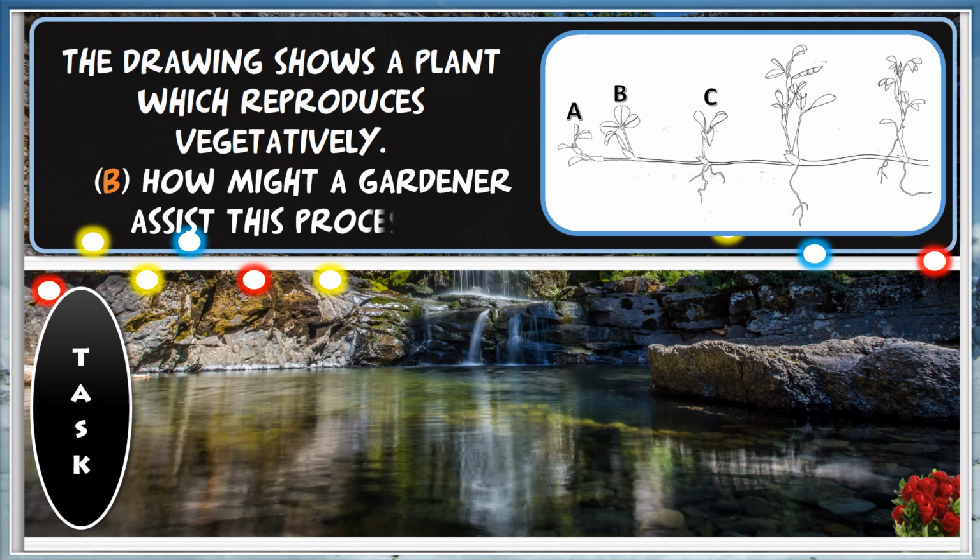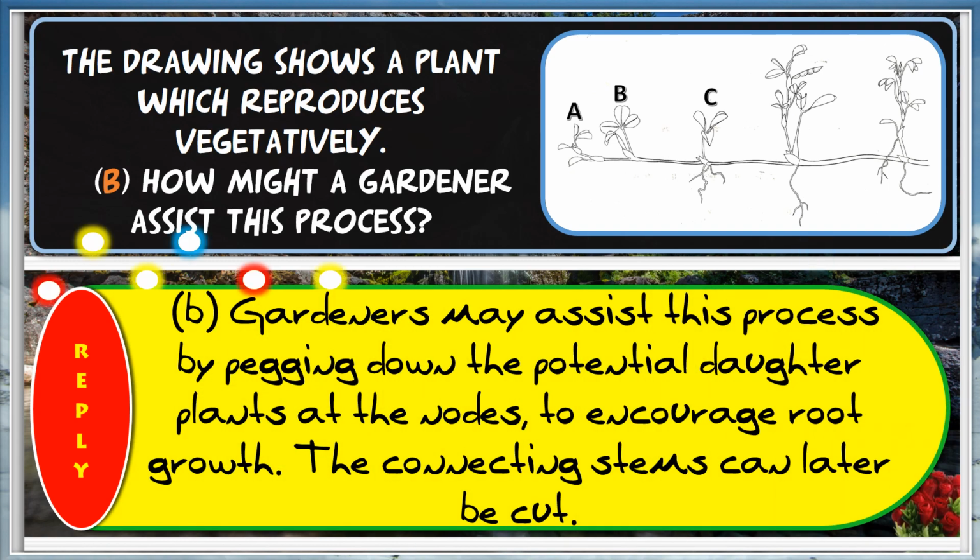Part B. How might a gardener assist this process? Gardeners may assist this process by pegging down the potential daughter plants at the nodes to encourage root growth. The connecting stem can later be cut.